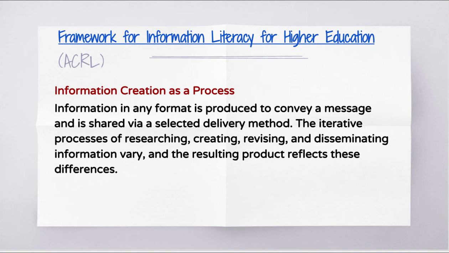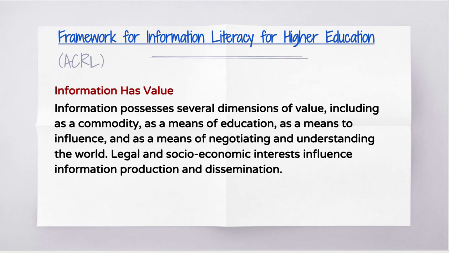Information creation is now a process. It is produced to convey a message and shared via a variety of selected delivery methods. It involves the iterative process of researching, creating, revising, disseminating, and the resulting product reflects the process. Information has value. It is a commodity. It's a means to influence, and legal and socioeconomic interests influence information production and dissemination. And I want you to keep that in mind as you search in pretty much any landscape.